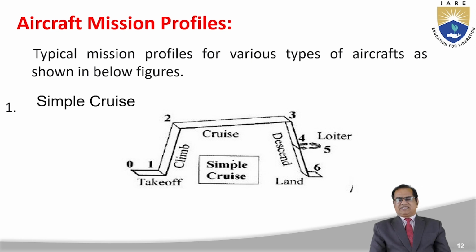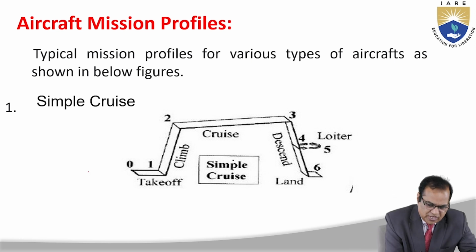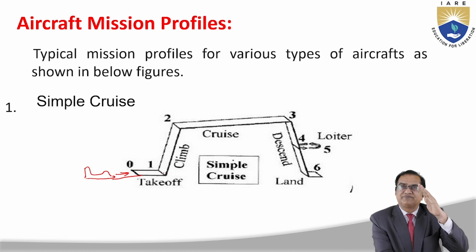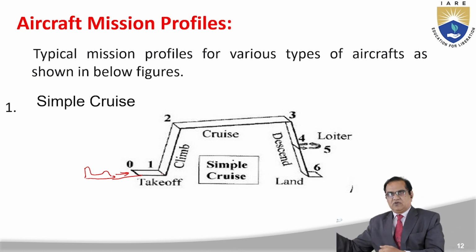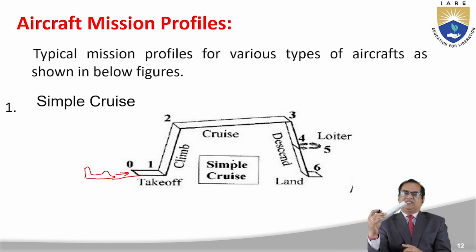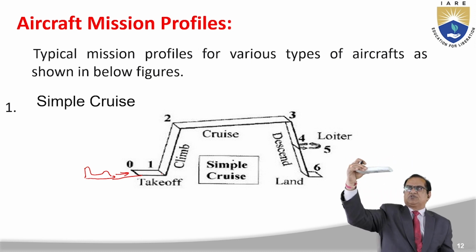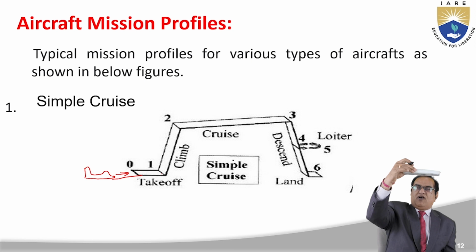Number 1 is a simple cruise. So in this, what happens? Your aircraft is here on the runway and it starts speeding. This is called the takeoff, from 0 to 1. After reaching 1, it has to increase the angle. Initially it will go like this, then it will increase. It is a climb. From the climb it will reach the cruise, so at the same altitude it will go for a long distance.